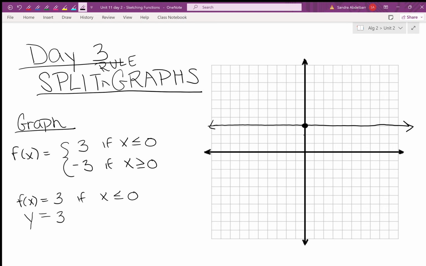Okay, but that's not what we want because I gave a domain restriction. What was my domain restriction? If x is less than or equal to 0. So where is x less than or equal to 0? This part of the line going where? Left or right? Left. So this pink is the only part of my graph because of my restricted domain.